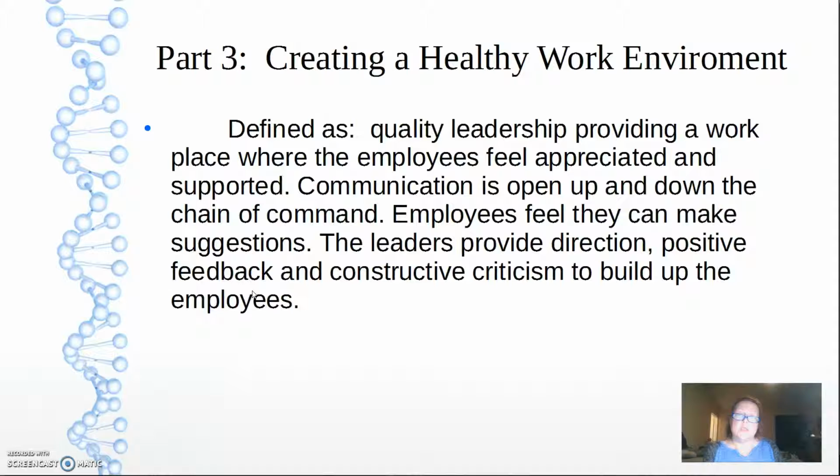And finally, we'll discuss creating a healthy work environment. As you can see, it is defined as quality leadership, providing a workplace where employees feel appreciated and supported. Communication is open up and down the chain of command. Employees feel that they can make suggestions. Leaders provide direction, positive feedback, constructive criticism, all to build up the employees. And happy employees make happy workplaces.